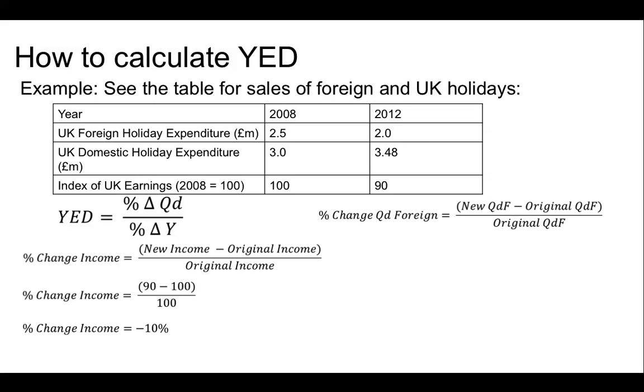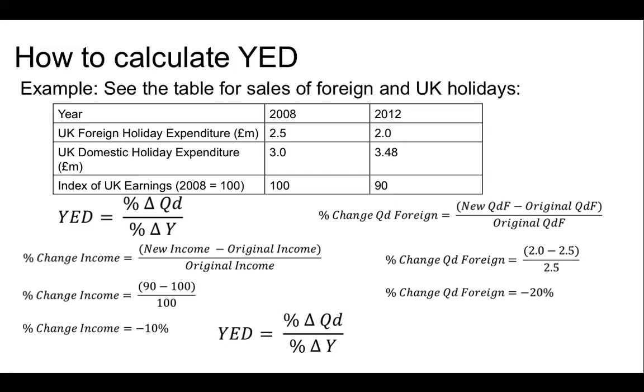We then have to calculate the percentage change in quantity demanded for foreign holidays if we were doing the YED for foreign holidays, which is to say that we'd say the new quantity demanded for foreign holidays minus the original quantity demanded for foreign holidays divided by the original quantity demanded for foreign holidays. And this is just an expenditure in terms of millions of pounds, we're saying. So we would say that this was 2 million pounds minus 2.5 million pounds, which was the original, divided by the original, which is 2.5 million, which means that we've had a 20% decrease in expenditure on foreign holidays.